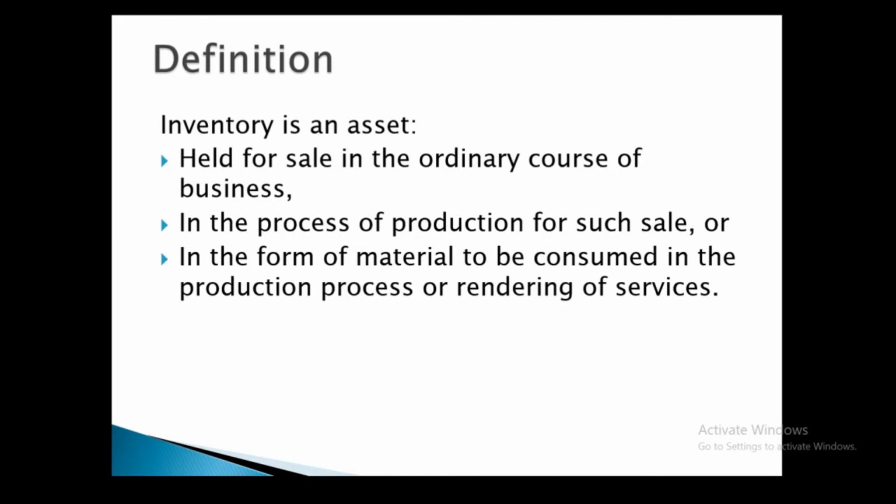In other words, it's something that you can be producing. So maybe if you're manufacturing tables, something that's in the production process. It's not a completed table, it's halfway complete, but it would still be considered inventory, or in the form of material to be consumed in the production process or rendering of services. So it could be material that you're using to manufacture the table, maybe the wood. So you've purchased raw material, you've purchased wood. That would also be considered inventory.